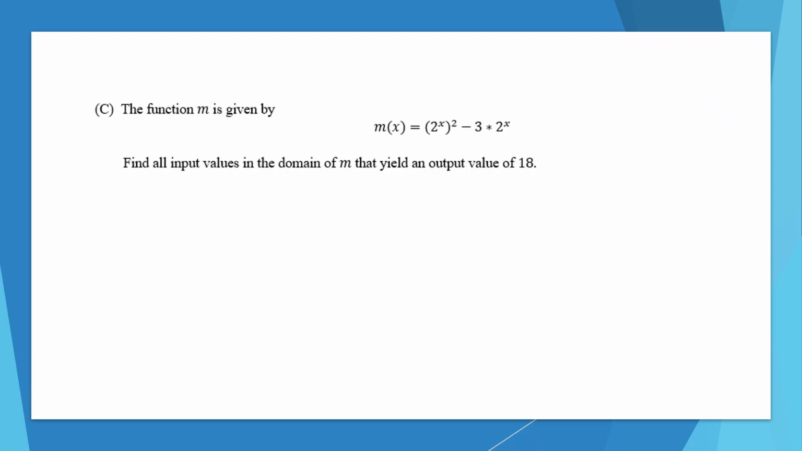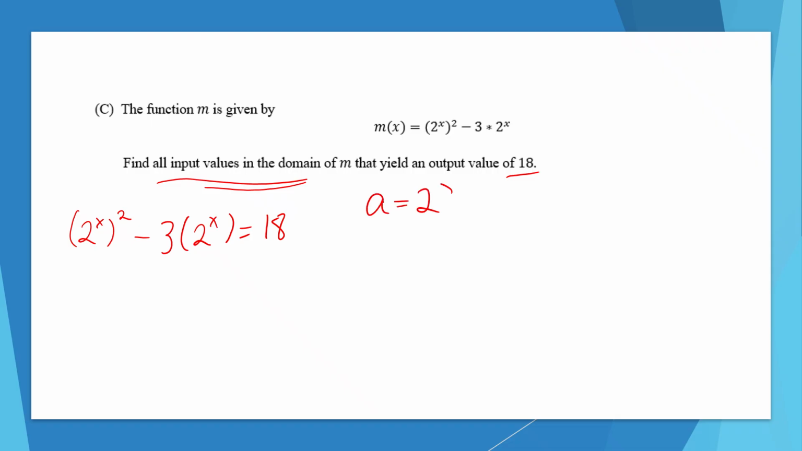Finally, part C. This is going to be an A method problem. The last one on your quiz as well and on your tests will always be an A method problem for now. So here, find all input values that yield an output value of 18. So I'm going to write this equation first. 2 to the power of x squared minus 3 times 2 to the power of x equals 18. I'm going to subtract 18 from both sides. The first thing I'm going to do actually is replace 2 to the power of x with the letter a. So a squared minus 3a equals 18. And now solve it like a quadratic.